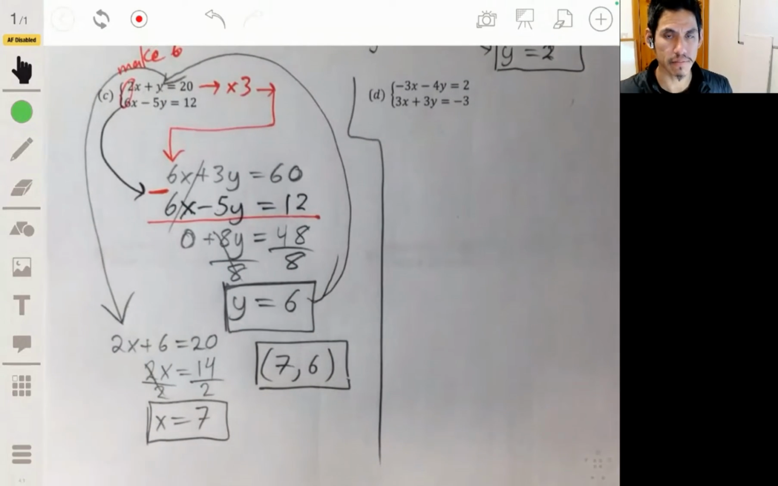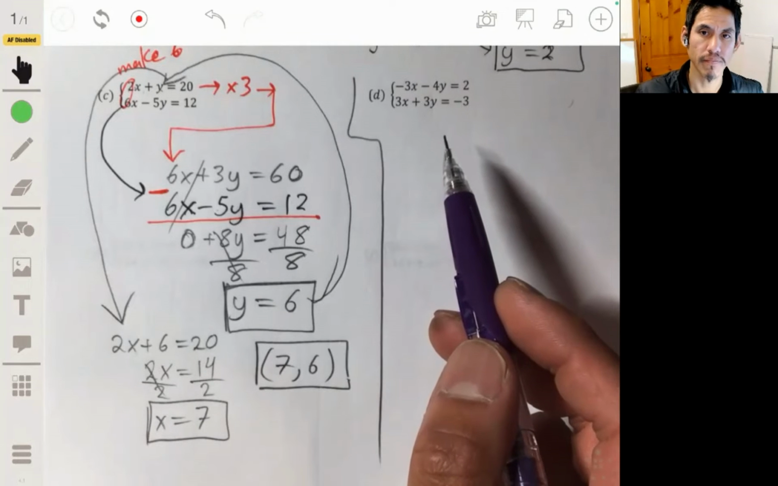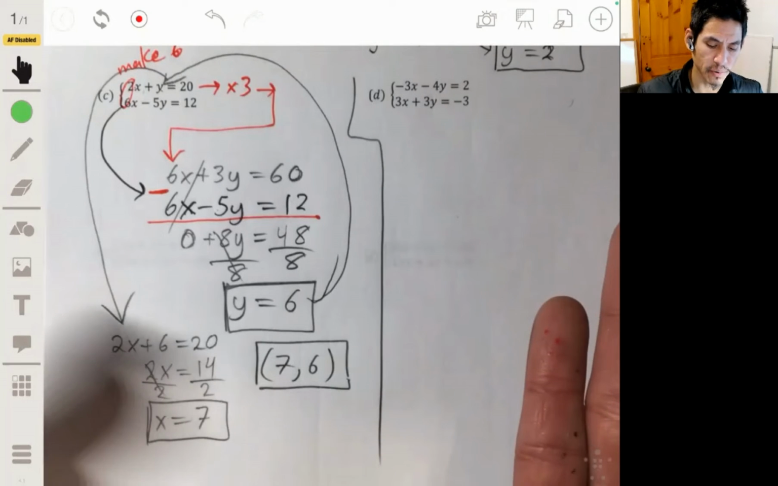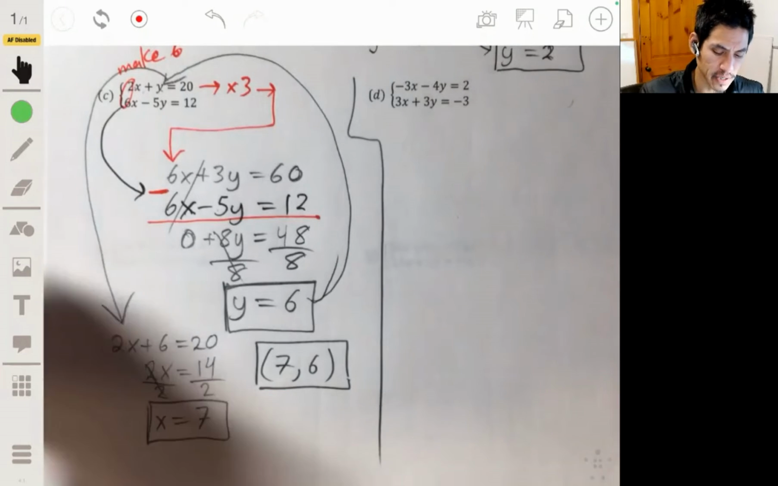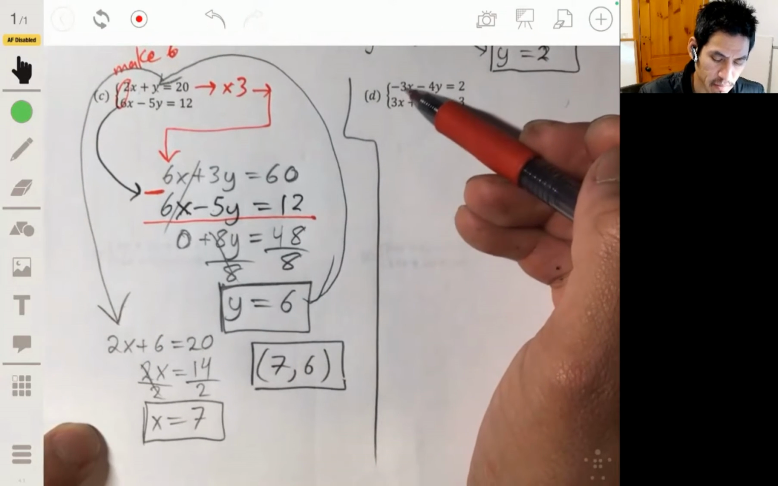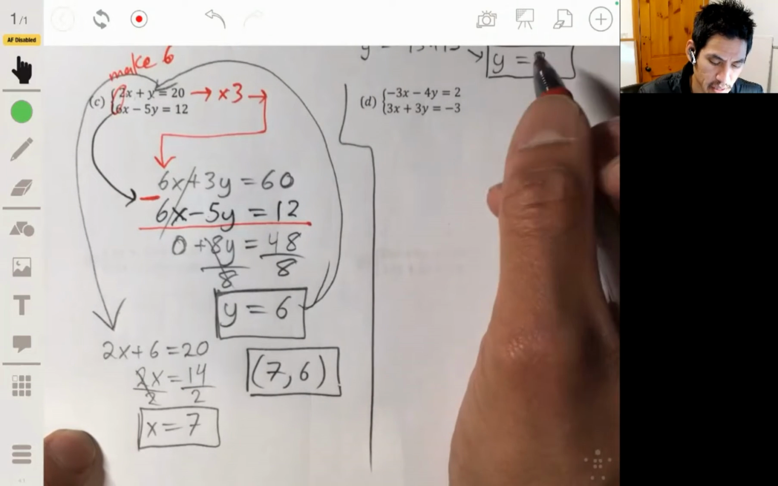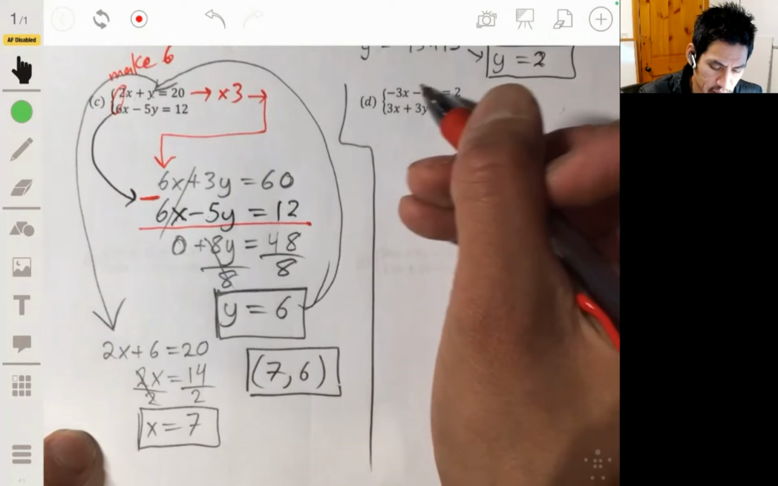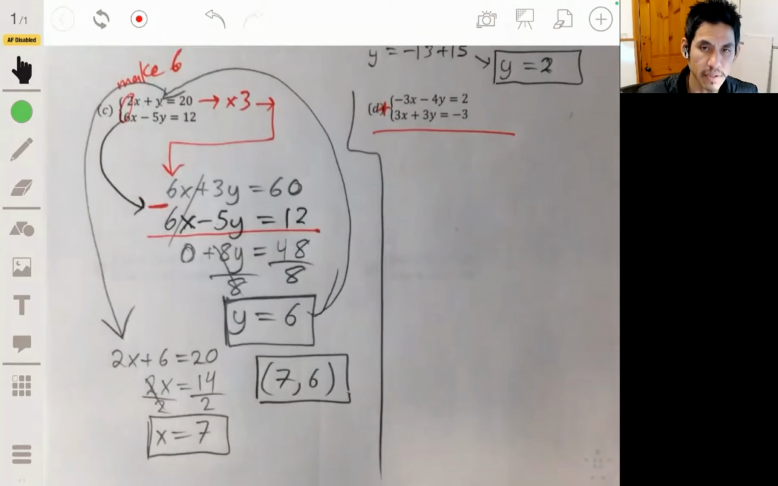All right. So problem D, the fourth one. Again, you want to be able to see things quickly, and it's just practice. But if you look at this, you can see the x's are almost opposites. Like we have -3x and positive 3x. To cancel those, you just add these. I'm going to use the elimination method by adding these equations.